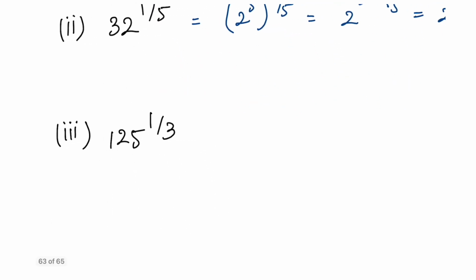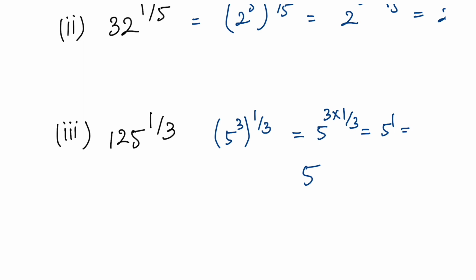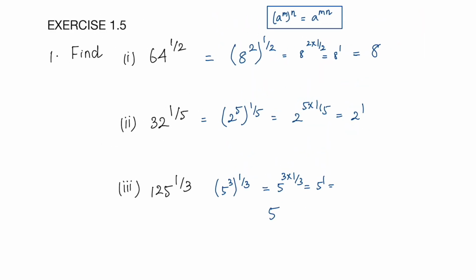And moving on to the third one, we have 125 whole power 1 by 3. Again the same thing is going to be applied here. 125 can be represented as 5 cube, and 5 cube the whole power 1 by 3. We are applying the same formula, a power m the whole power n is equal to a power m into n. So that gives you 5 power 3 into 1 by 3, that gives you 5 power 1, basically 5, right? So that is the answer to this question. So 8, 2 and 5 are the answers here.